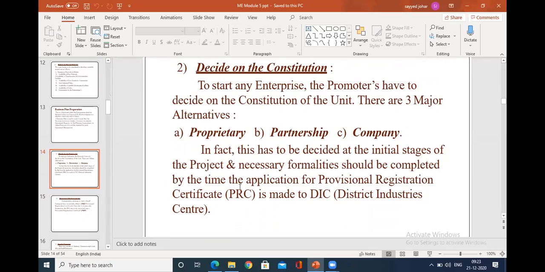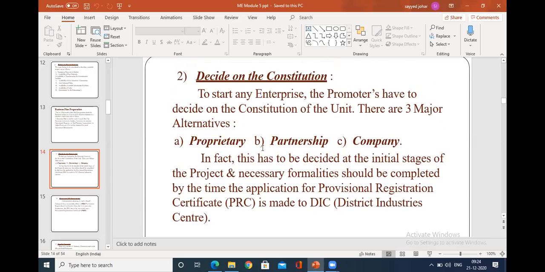So in fact, it has to be decided in the beginning stage of the project, and the necessary basic formality should be completed, right? That is, a provisional registration certificate is made at the district industries center. So this is to decide whether it is a proprietary business, partnership business, or a company business, right? It has to be decided at the prior point. Try to understand.